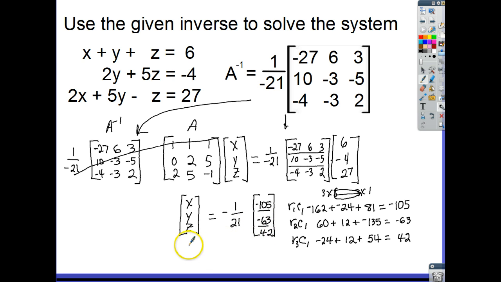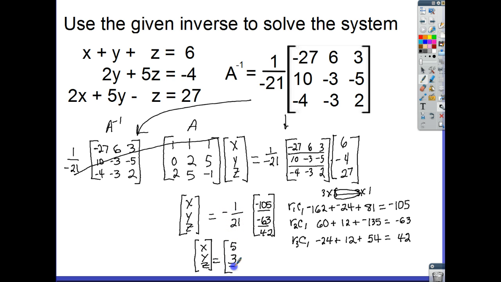Okay, all we have to do now is multiply through by the negative 1 over 21. So we get X, Y, Z equals, so 105 over 21, negative over negative is positive, and that's going to give us 5. Negative 63 over negative 21, that's going to give us positive 3. And 42 over negative 21, it's going to give us negative 2.